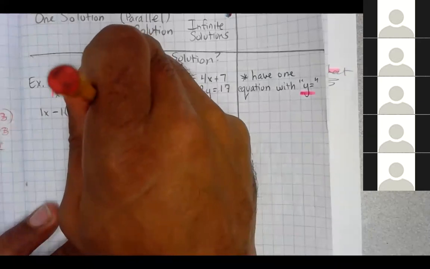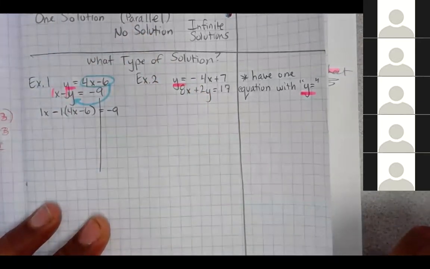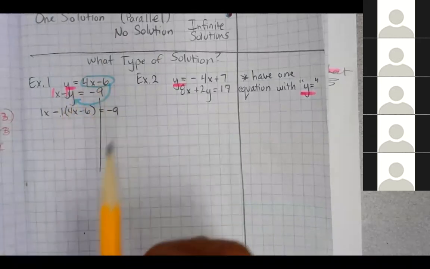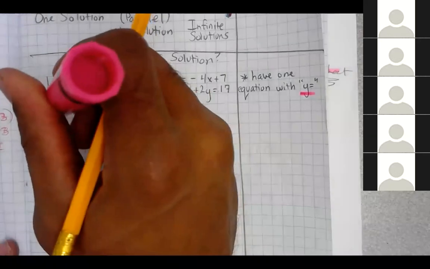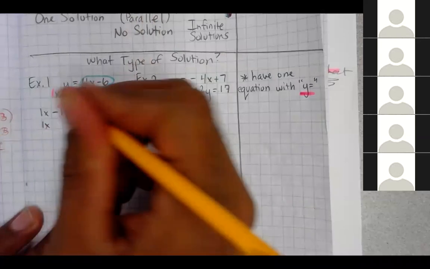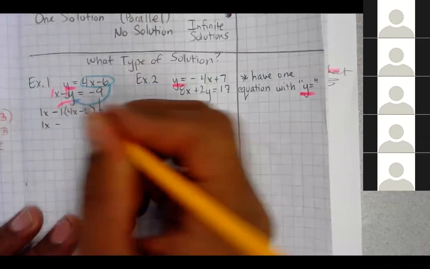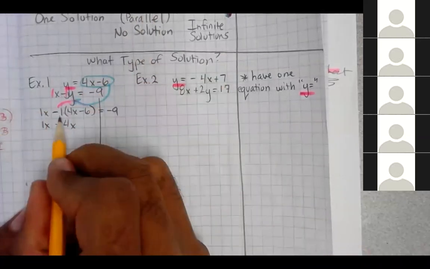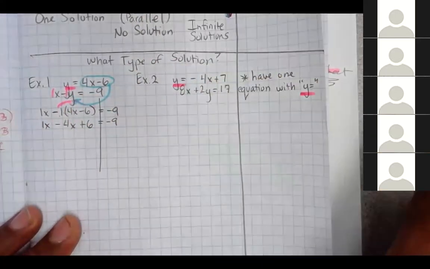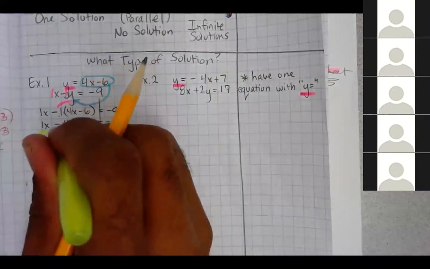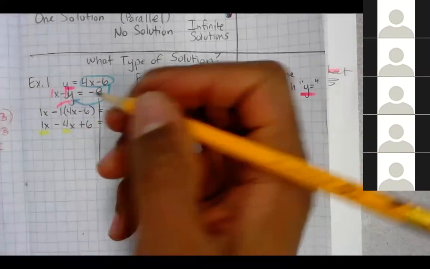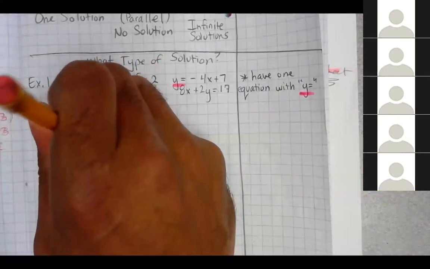Okay, and from here I'm going to draw my line to keep myself organized. So the reason I put that 1 is because I got to remind myself that I got to distribute that negative 1. So now I get 1x minus 1 times 4x is negative 4x. Negative 1 times negative 6 is positive 6. Now, on the left, I can combine like terms. So 1x minus 4x is negative 3x.